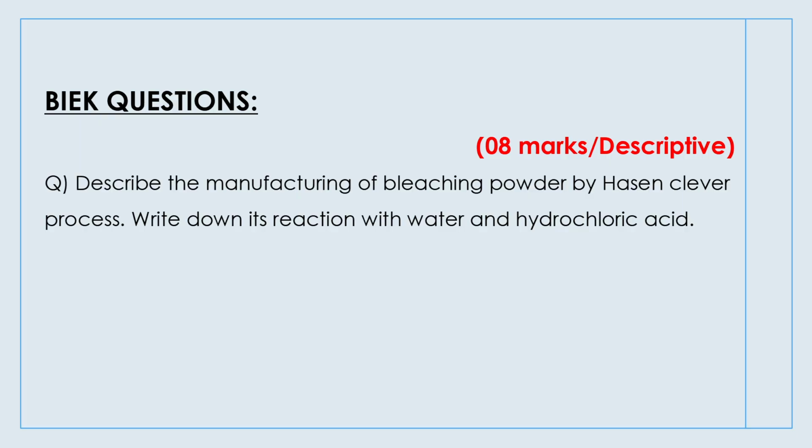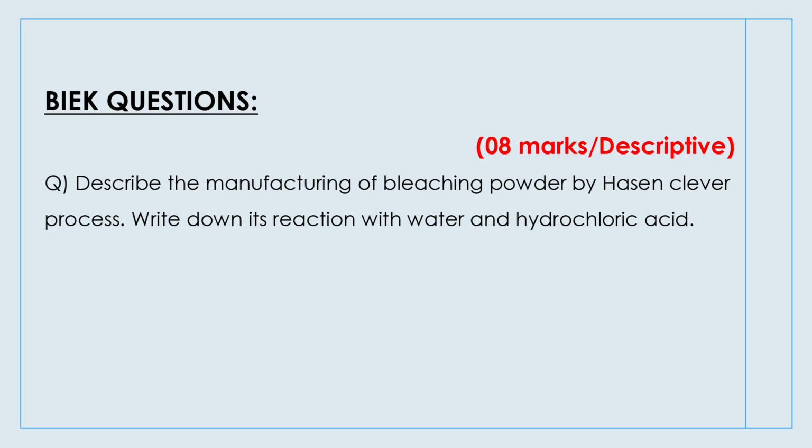Then you will write the chemical reaction. Then it states write down its reaction with water and hydrochloric acid. After the preparation, you also have to write the chemical reaction of the bleaching powder with the water as well as with the hydrochloric acid. The question is asking only for the reaction. It means the complete balanced chemical equation must be mentioned with both water and hydrochloric acid. There is no need to write any explanation or description here.